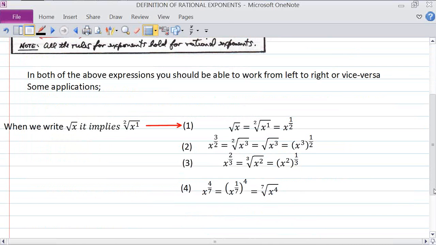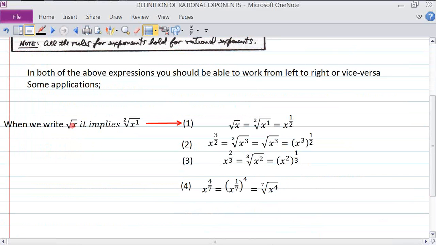So just to give you a few examples, when we write the square root of x, it implies there's a number 2 here. I've indicated that before because it's the square root. X is x to the 1. So when I write the square root of x, I really mean this. I put this as a power 2 on the denominator here, and this one is this one over here.